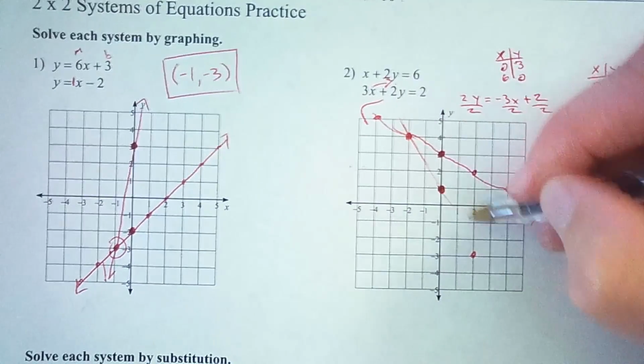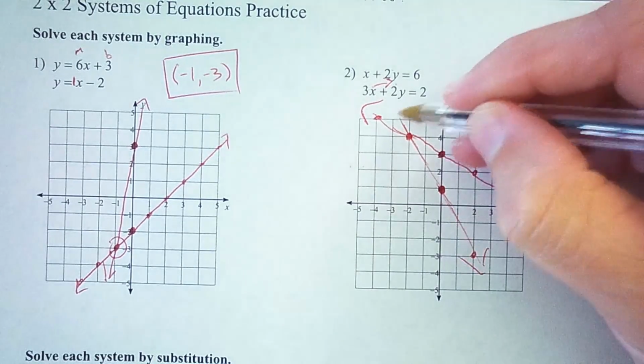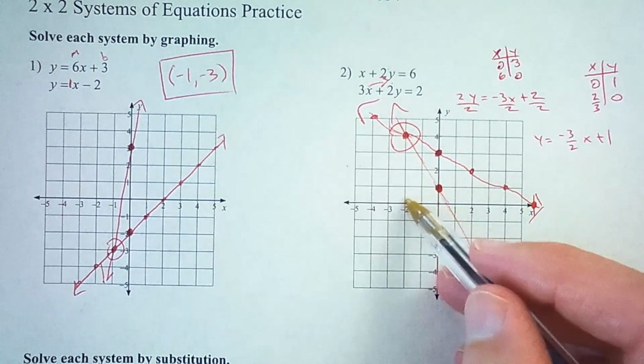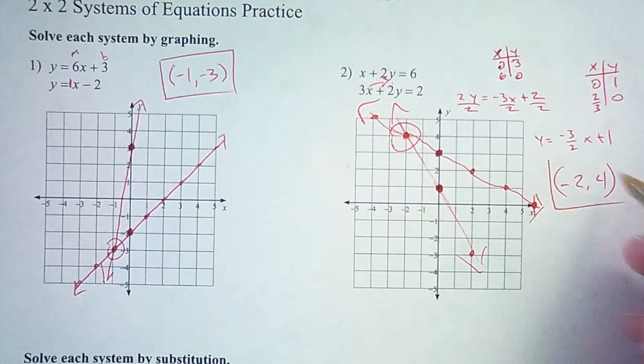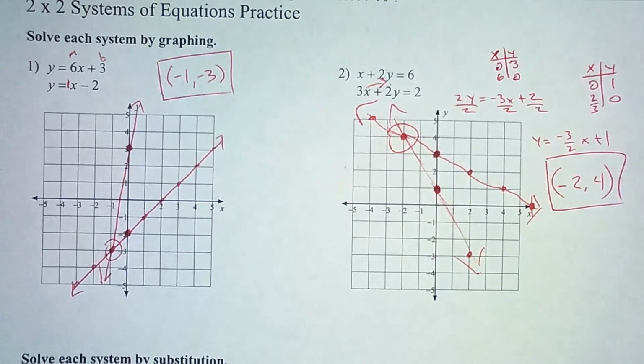And when I graph that, I can see a point of intersection right there, left 2 and up 4, so (-2, 4) is the solution to this system of equations.